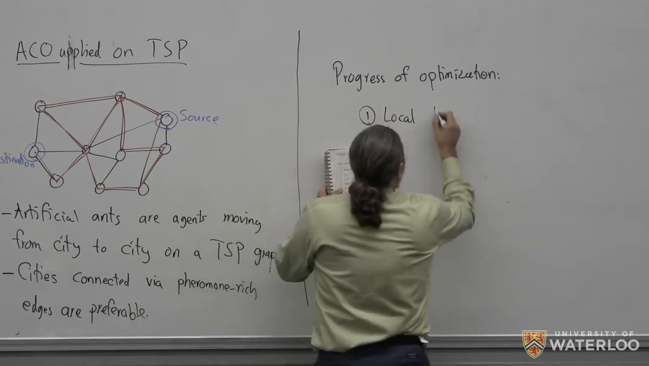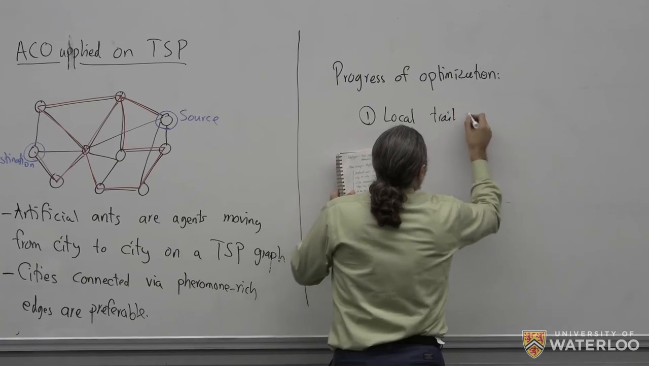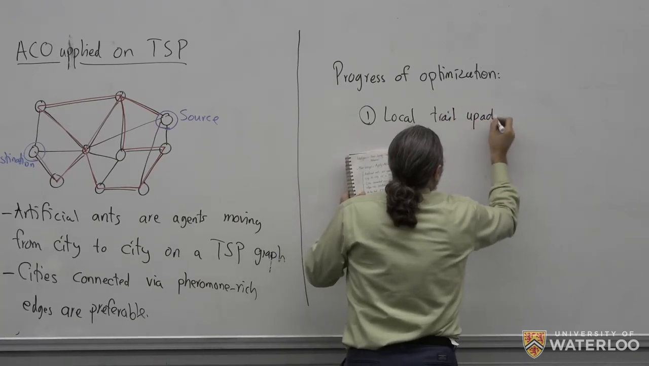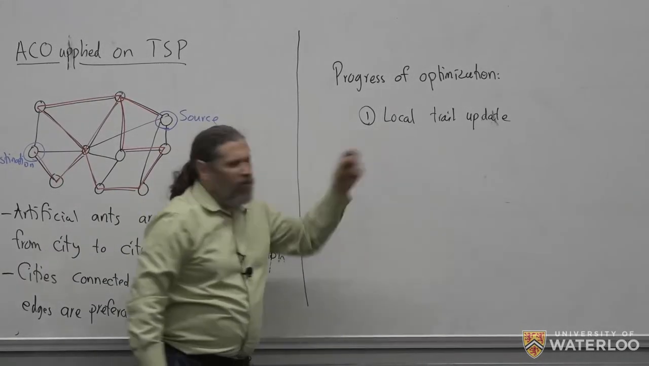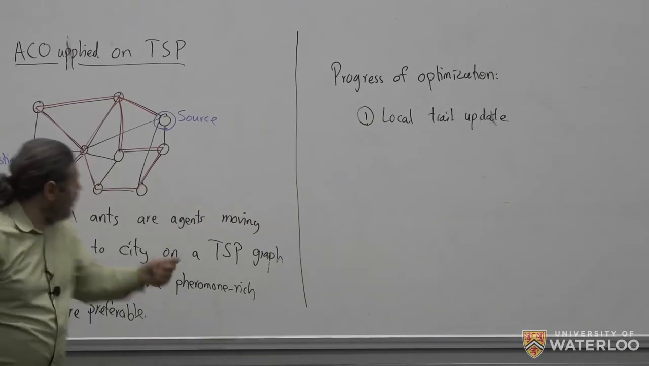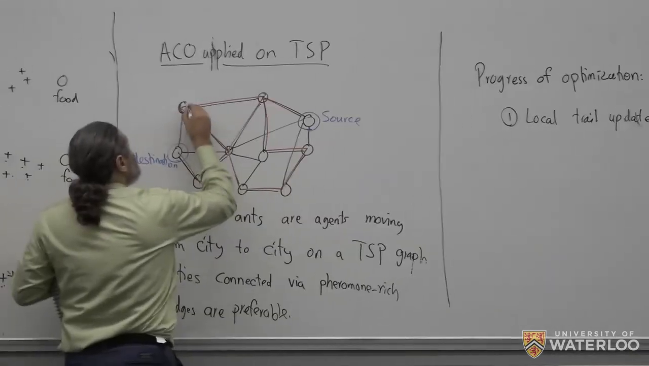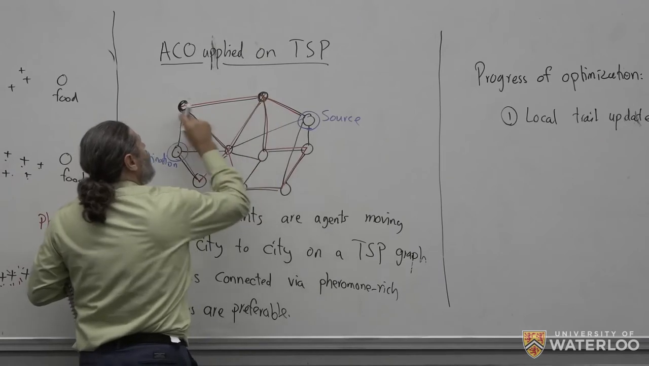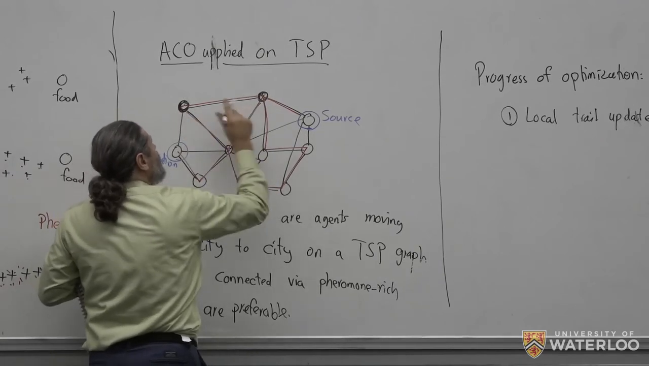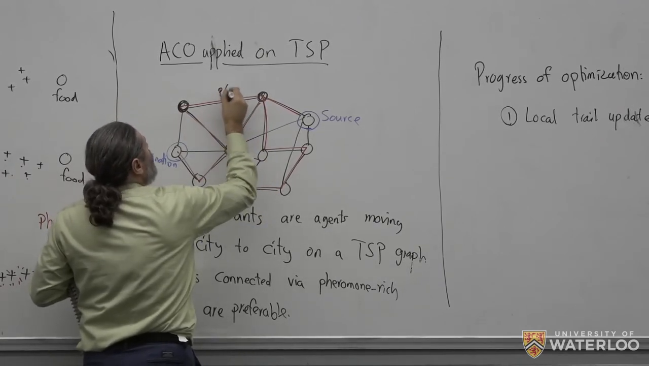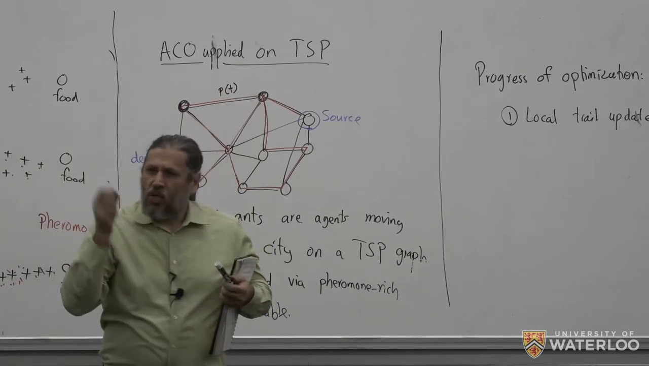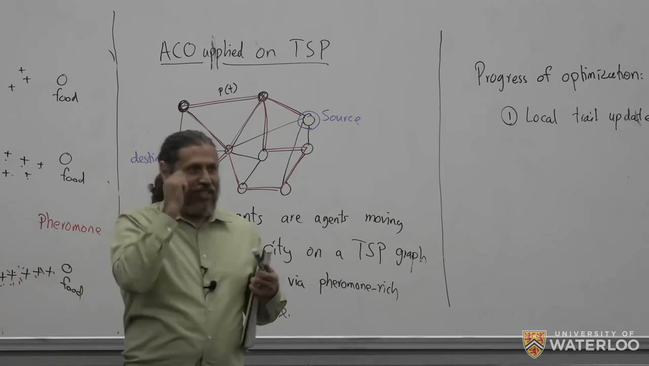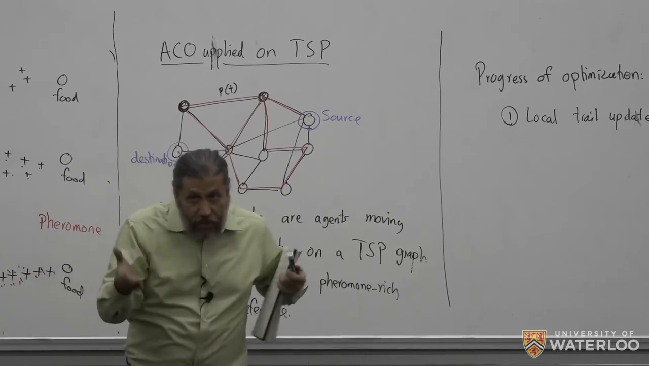One is local trail update. So when you go from node to node, that's a local trail, right? When you go from here to here, that's a local trail. So what is the pheromone concentration here? I don't know, P of T. What is the pheromone as a function of time? So you have to update the edges. If you don't update the edges, nothing is going to happen.